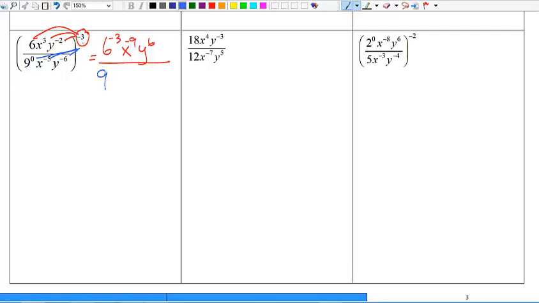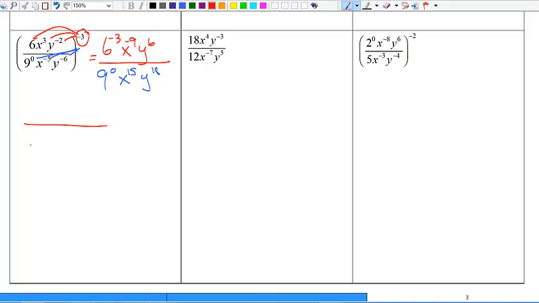The thing that you're multiplying is the negative 3 times the 0, because you're multiplying the exponents. So that gets me 9 to the 0. X to the negative 5 times negative 3, that's positive 15. Y to the negative 6 times negative 3 is positive 18.